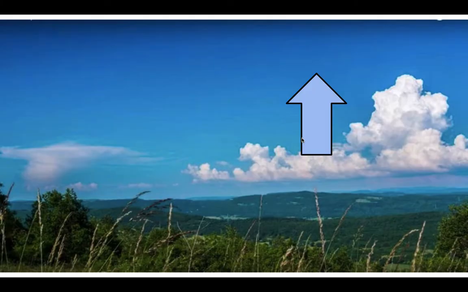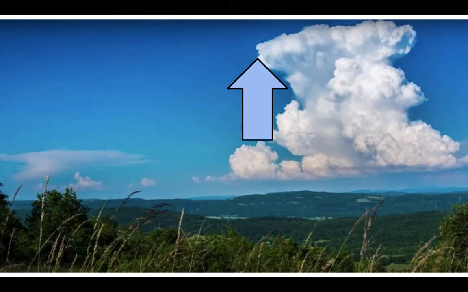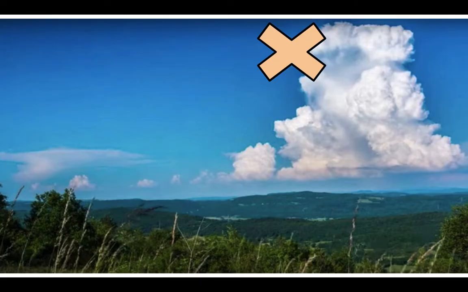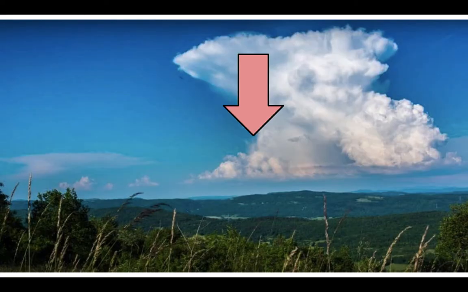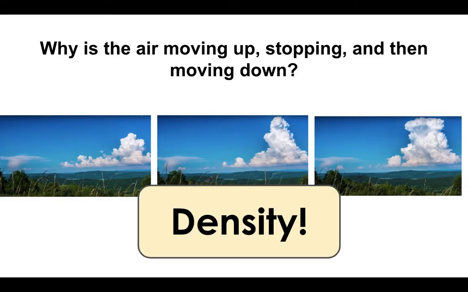We saw that the cloud went up, higher and higher and higher. Eventually the air stopped rising, and at the end, some of the air even went down again. Why is the air moving up, stopping, and then moving down? It has to do with density.